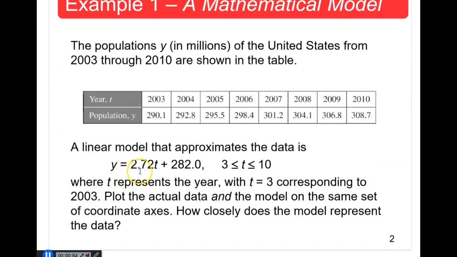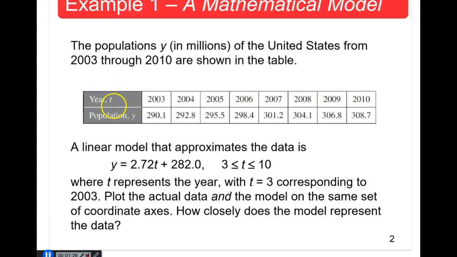So in example 1, we have a mathematical model. And you could see the table, it is represented here. We have the population Y in millions of the United States from 2003 through 2010 shown in the table. And I want you to notice how for the independent variable, which is the year, we're using the variable t. We're not using x.